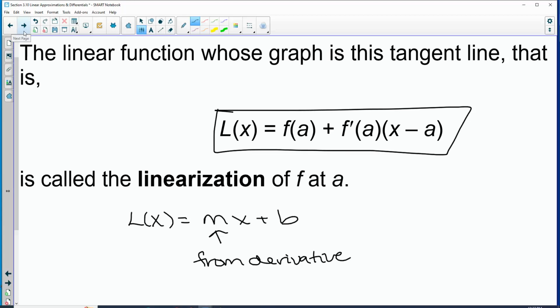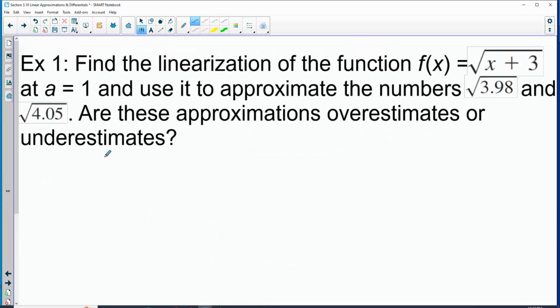Let's try an example. Find the linearization of the function f of x is equal to the square root of x plus 3 at a equals 1, and use it to approximate the square root of 3.98 and the square root of 4.05. Can we all agree that we don't know the square root of 3.98?